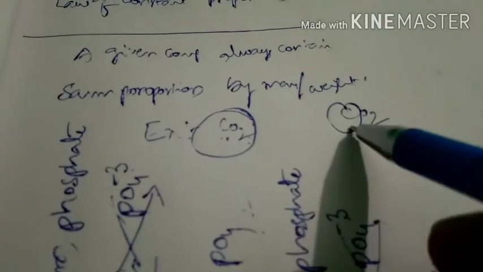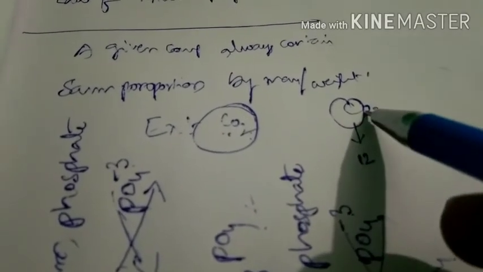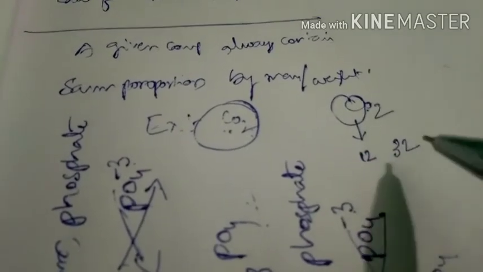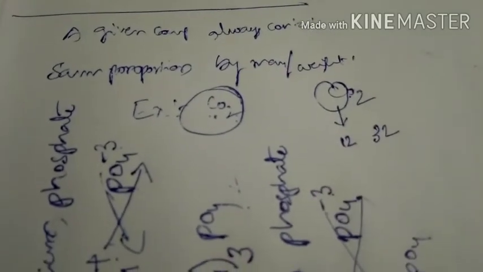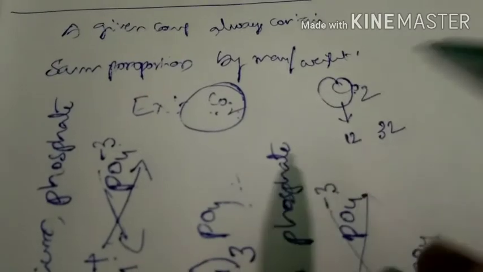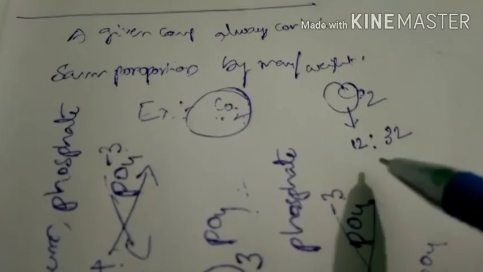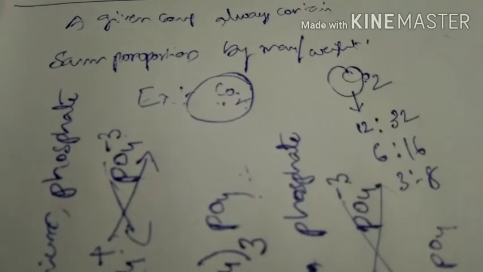Here one carbon atom. What is the weight of a carbon atom? Atomic weight 12. What is the weight of oxygen? For one oxygen 16, but here two oxygens, so 32. I discussed the atomic weight table also. So 12 is to 32. That means 6 is to 16, or 3 is to 8.